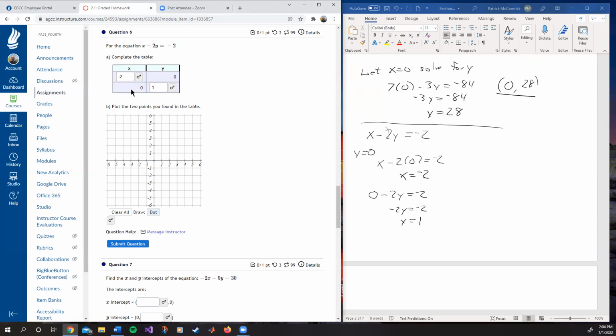So now we have to plot these 2 points. -2, 0, right there. And then 0, 1. And we're just plotting the points. We're not graphing a line.